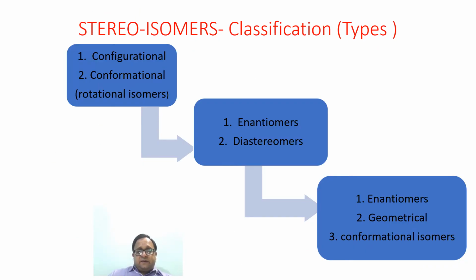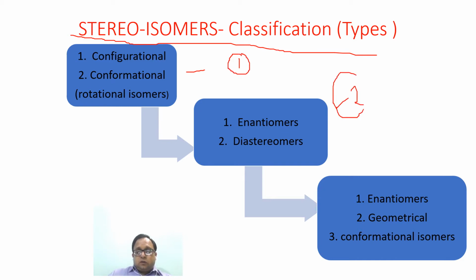Now, as far as the classification of stereoisomers is concerned, we can use three systems to categorize or divide stereoisomers. The first system says to divide stereoisomers into two classes: configurational isomers and conformational isomers. Conformational isomers are also known as rotational isomers.